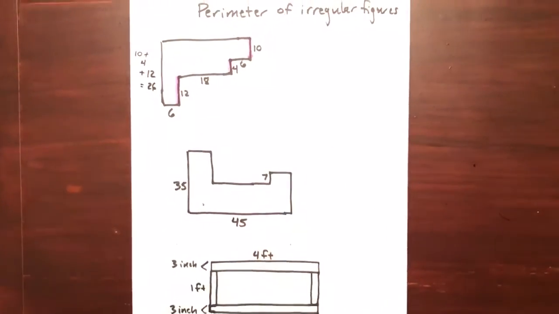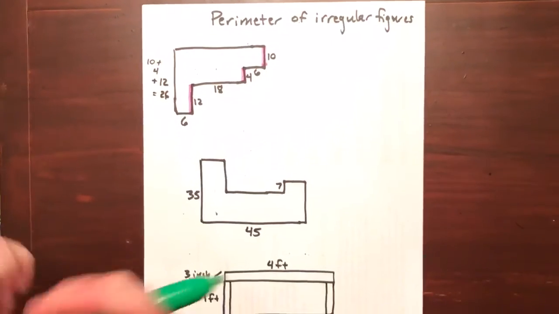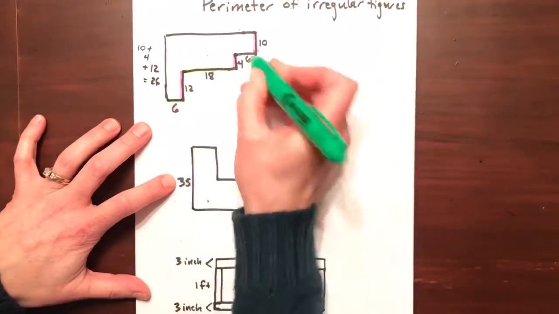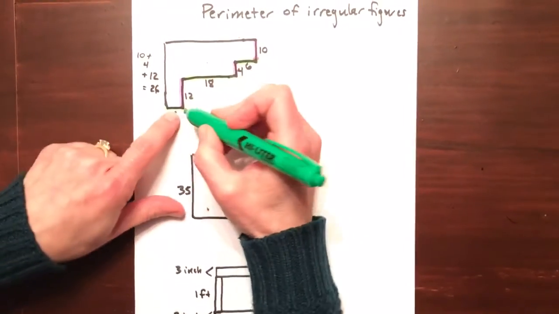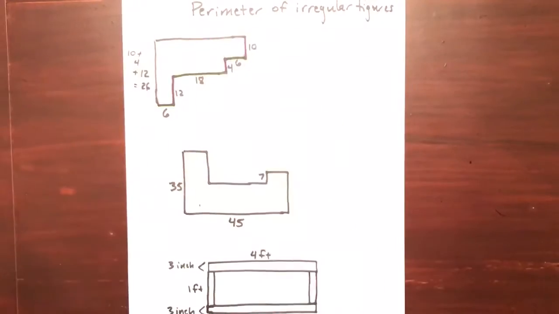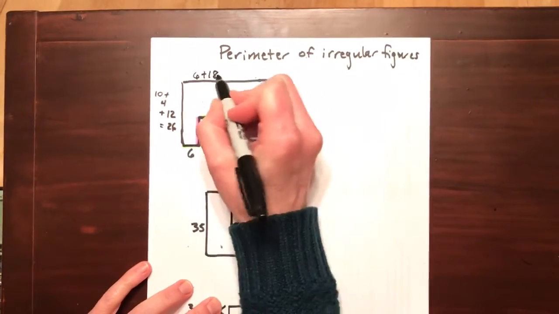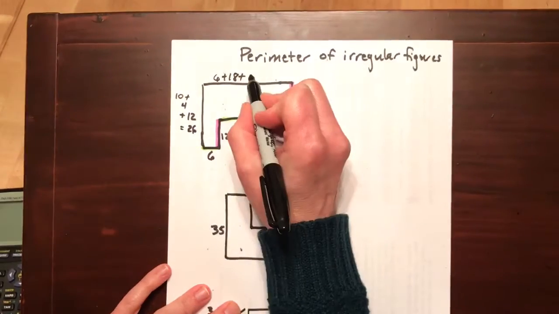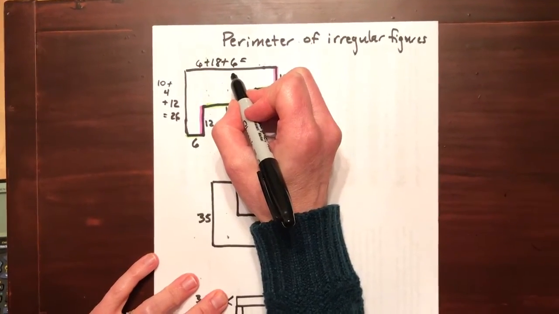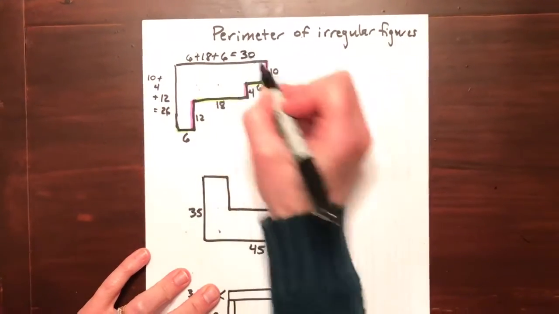All right, and then I can do the same thing to find this top length. I can take this 6 and this 18 and this 6, and if I push them that way, you see that these three together would make this length. And so 6 plus 18 plus 6 would equal, let's see, 12 plus 18 would equal 30.